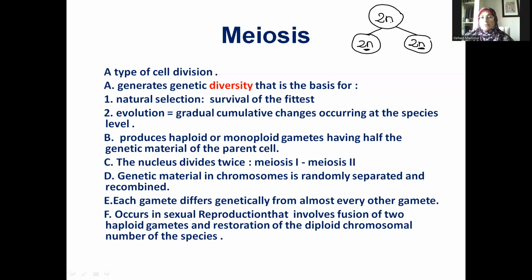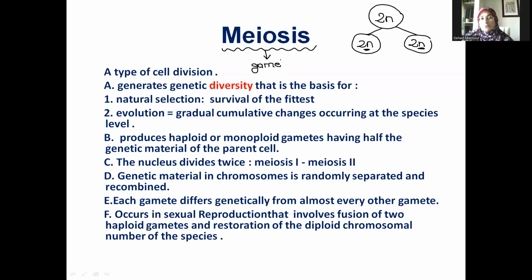This type of cell division, as we have studied in Unit 4, is important for growth and for repair of wounds. But the type of cell division we are studying today, which is the second type of cell division, is meiosis. And meiosis is mainly done by living cells in order to produce gametes.